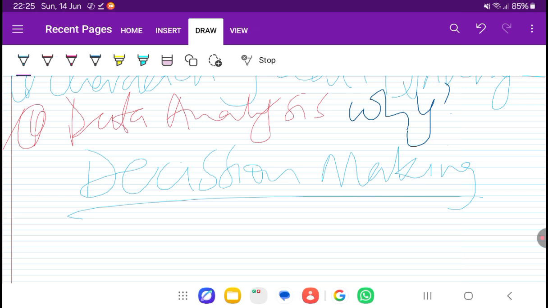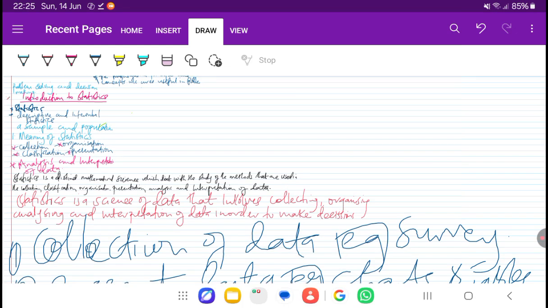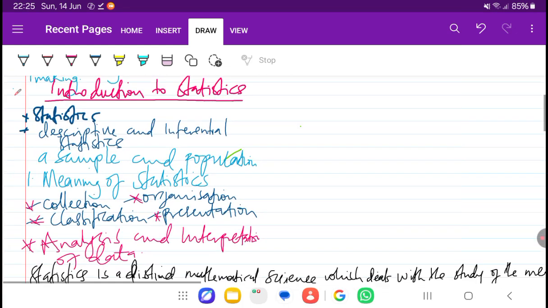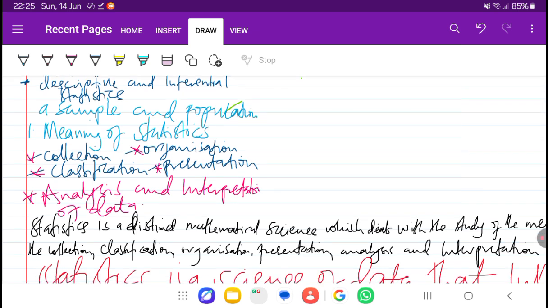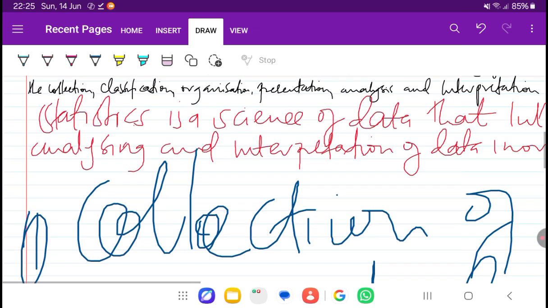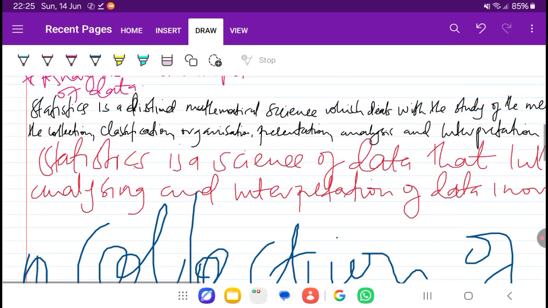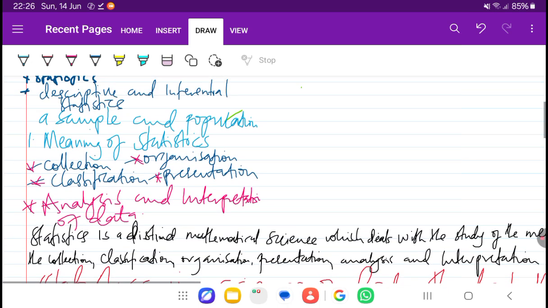So whatever you're going to be going through is going to help you make a decision with the data that you have collected. What is very key as far as statistics is concerned is for us to make sure that we understand these different terminologies: the collection of data, the classification, organization, presentation, and analysis and interpretation of data, so that we can be able to make the decision.